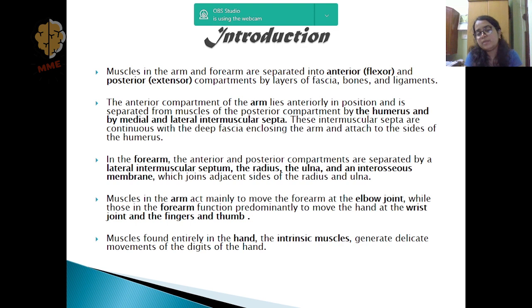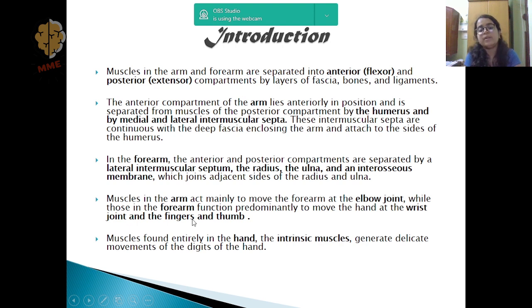So in the lower limb, the muscles present in the anterior compartment are always extensor muscles, and the muscles present in the posterior compartment are flexor muscles. So you should remember this basic difference between the lower limb and the upper limb. And this is what is written here: anterior flexor and posterior extensor compartment, that is what is meant by that.